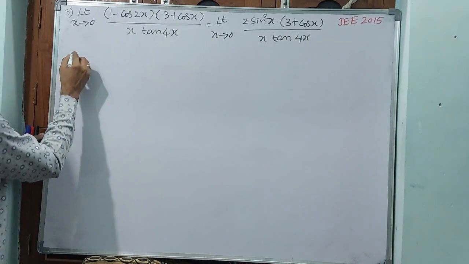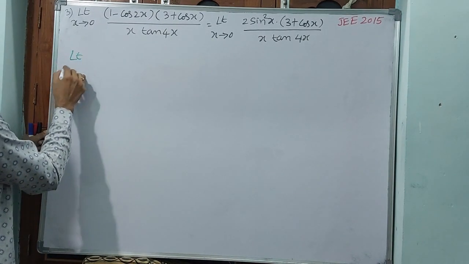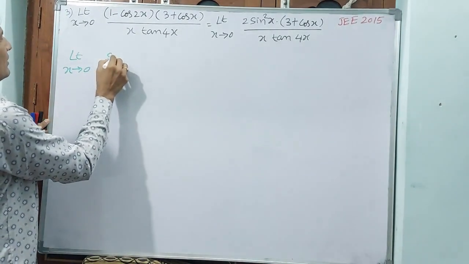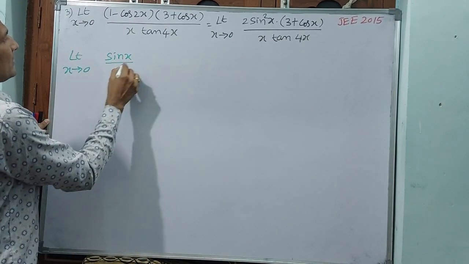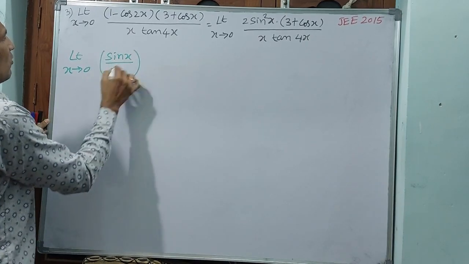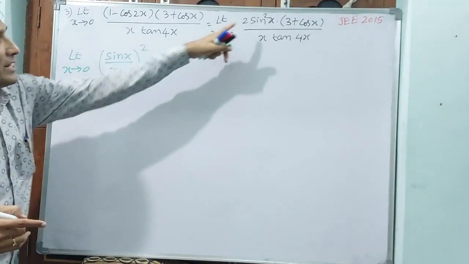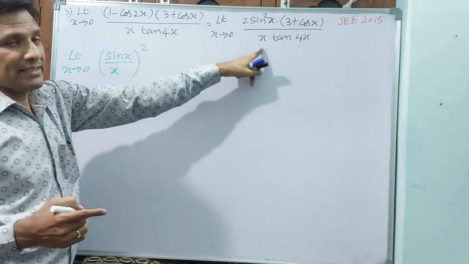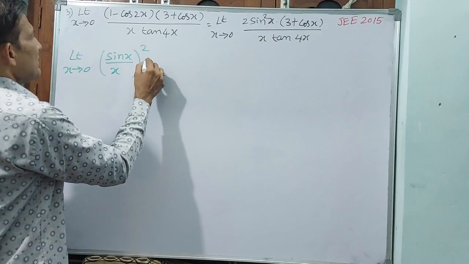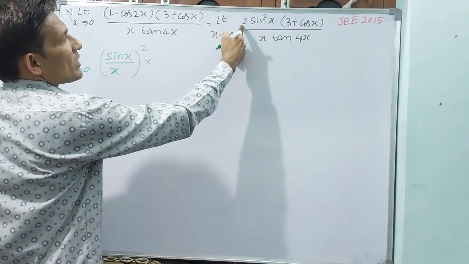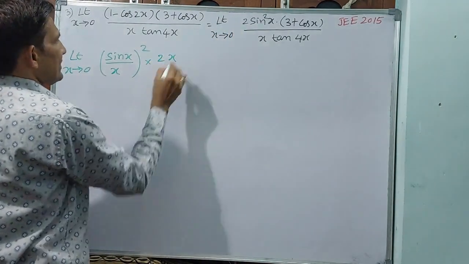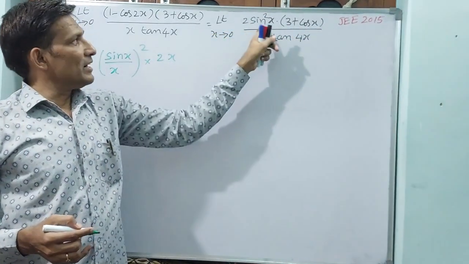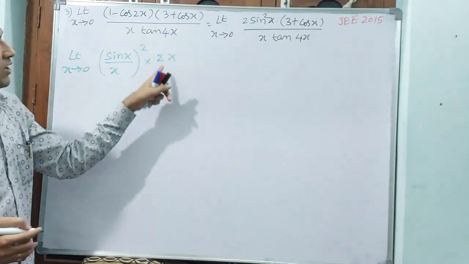Observe carefully. Limit x tends to 0, sin x by x whole square. Sin square x is already there in the numerator, and x square you have written in the denominator, but here only x is there. Into 2 is there, that means 2x. Earlier only 2 was there, x was not there. Now we have written 2x.